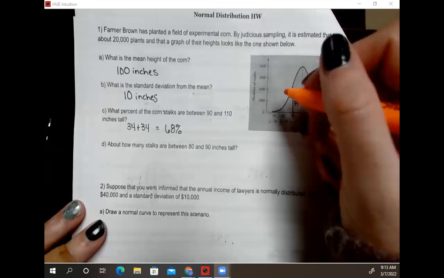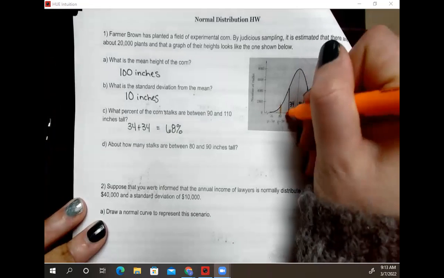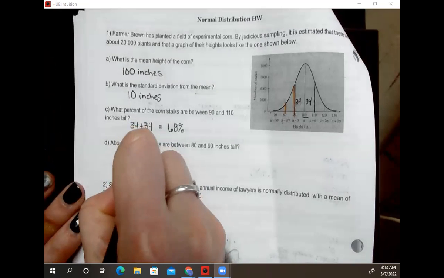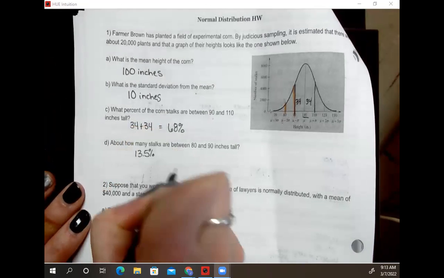And then for part B, about how many stalks are between 80 and 90 inches tall? So 80 and 90, that would be from here to here. Since we're looking between two standard deviation lines, I'm just going to use that percent that we labeled in our notes. This would be 13.5, so 13.5% of those stalks.